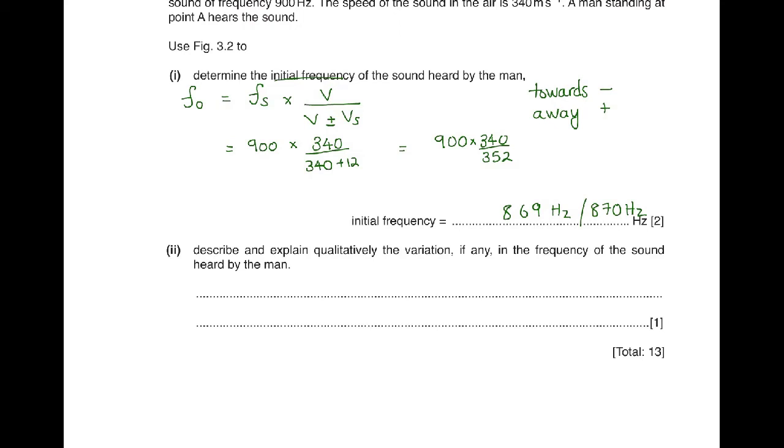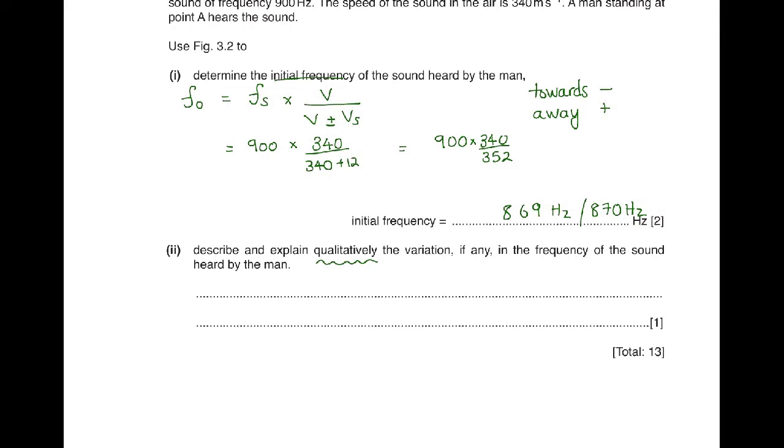Part 3: describe and explain qualitatively. Qualitatively means we don't need to use any numbers. The variation, if any, in the frequency of the sound heard by the man. Well, if you think about that graph, the girl was decelerating between 4 and 8 seconds. So if she's decelerating, then the Doppler effect is going to decrease because it depends on the speed of relative movement. So you can think of this in 2 ways.